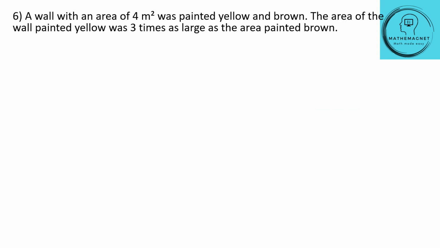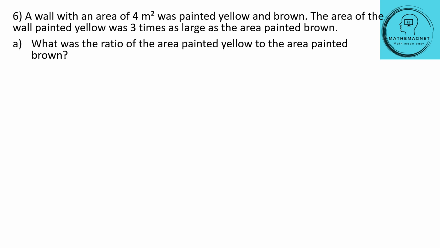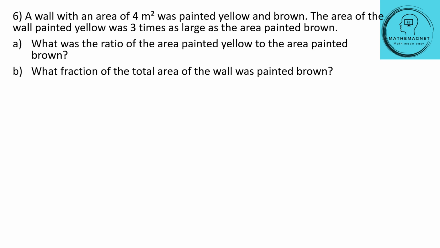Question number 6. A wall with an area of 4 meters square was painted yellow and brown. The area of the wall painted yellow was 3 times as large as the area painted brown. Question A. What was the ratio of the area painted yellow to the area painted brown? Question B. What fraction of the total area of the wall was painted brown? And question C. Find the area of the wall painted yellow.